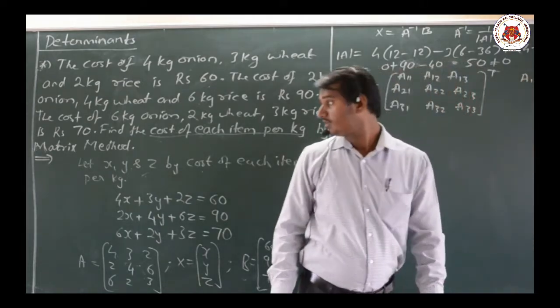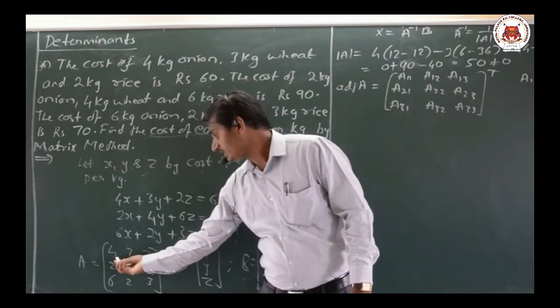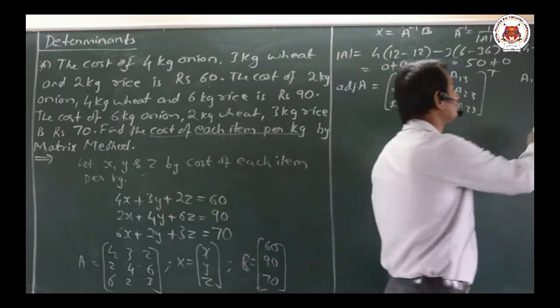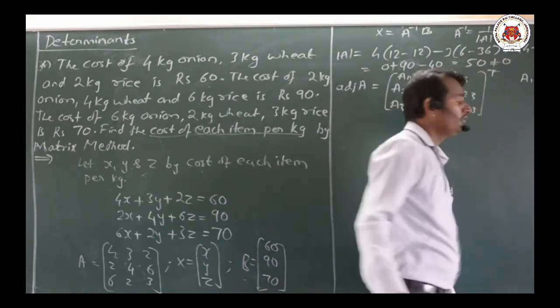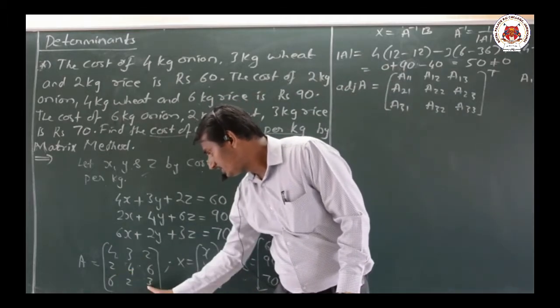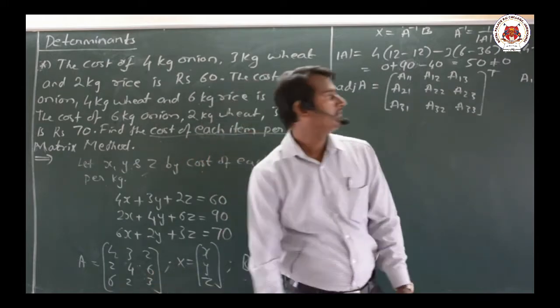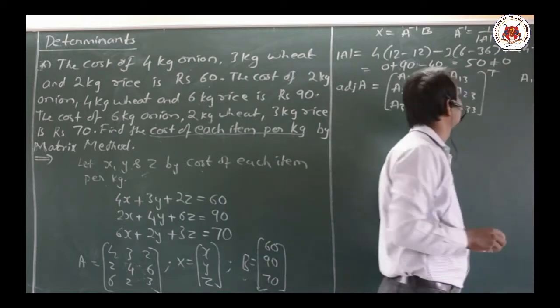The A11 value is the cofactor of 4, pre-multiplied by a positive sign. We get 12 minus 12, which is 0. So the A11 value is 0. Then A12 is pre-multiplied by a minus sign. We have 2 into 3, 6; 6 minus 36 is minus 30. Minus into minus is plus, so the value is plus 30.